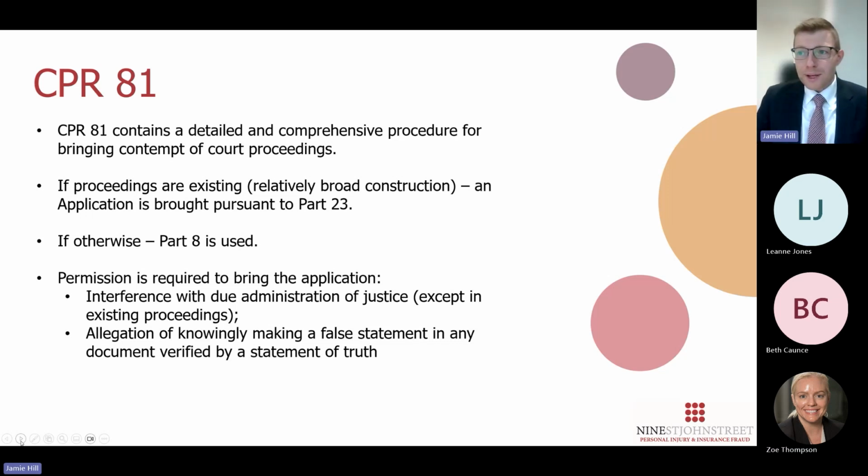Contempt of court is dealt with by CPR 81, and that contains a detailed and quite comprehensive procedural framework for bringing contempt of court proceedings. They're either brought by way of a Part 8 claim, if proceedings aren't already in existence, or if they are, by way of a Part 23 application. And in many cases, permission is required to bring the application. So much the same way as with an appeal, you can't just bring the application, you have to actually have permission in advance. And on the screen there are the cases where permission is required.